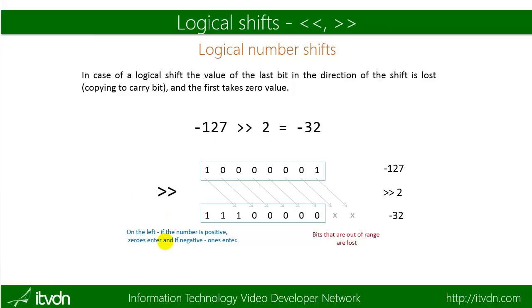If our initial number is positive, then zeros enter. If our initial number is negative, then ones enter. And you remember that our initial number was negative, so that means ones entered, and we have minus 32. When we go into our examples and exercises, I will explain more on all these and you will see. Let's go back to the beginning.